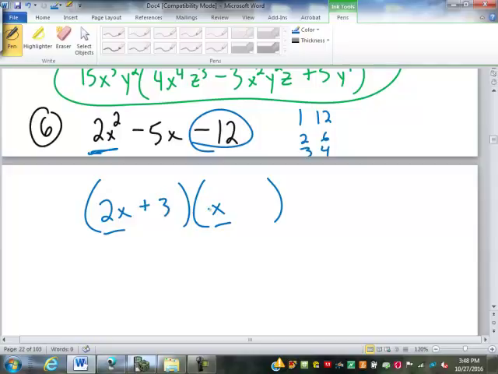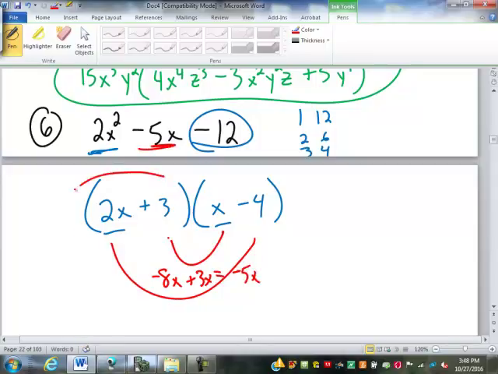Plus 3, minus 4. So let's check it. 2x times 4 is 8x. Negative 8x, so it's 2x times negative 4. 3 times x is positive 3x. That adds up to negative 5x, which is what we want. So that does factor into 2x plus 3 times x minus 4.